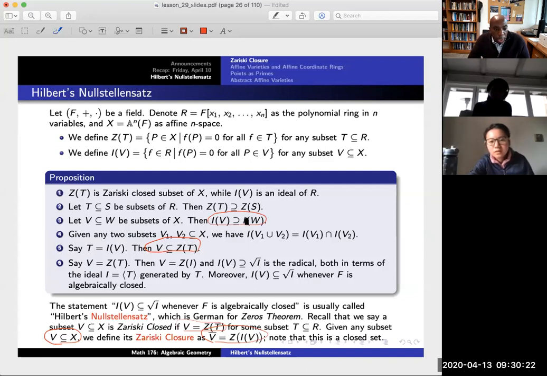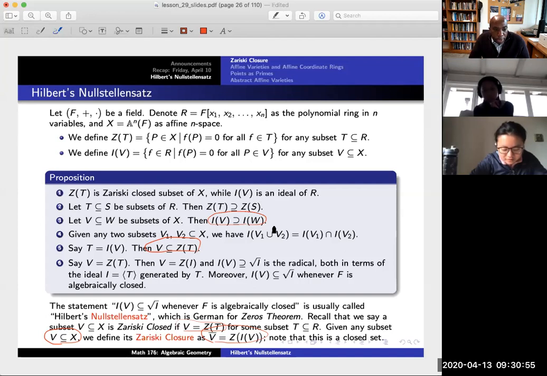So number 1, hopefully you believe that V bar is closed because it is Z of some set. So V bar itself is closed. If there were another set that were closed containing V, let's call it W, then W looks like Z of I for some I. And then if you play around with property number 3, you would see something to the effect of I would have to contain I of V. You just work through there.